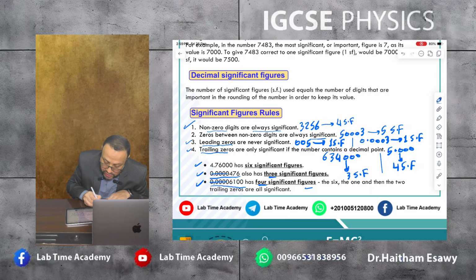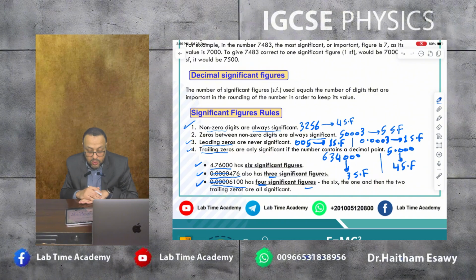Also, we have 4.76000. This number. Here we have trailing zeros, but we have a decimal. So you have to count the zeros. So we have 1, 2, 3, 4, 5, 6. So we have 6 significant figures.